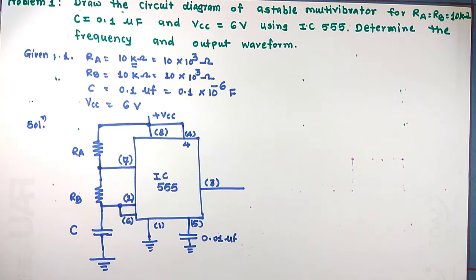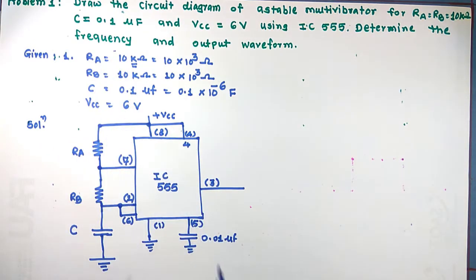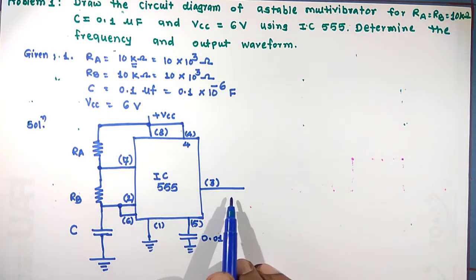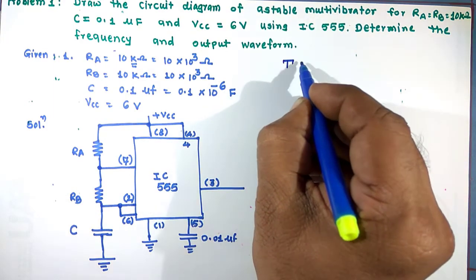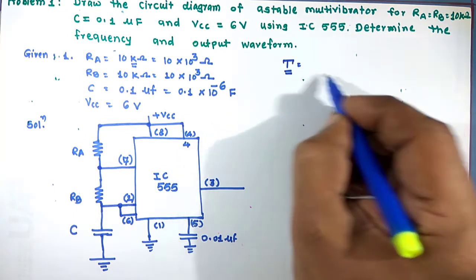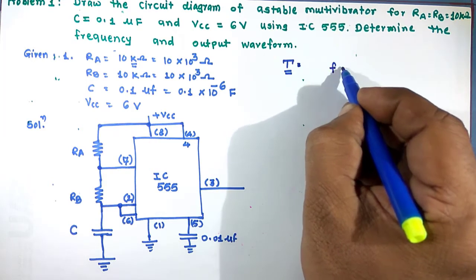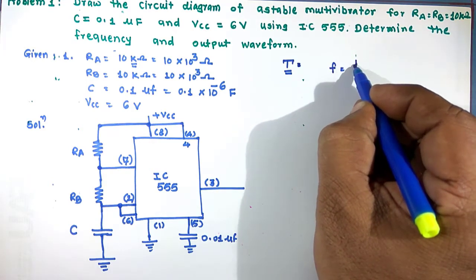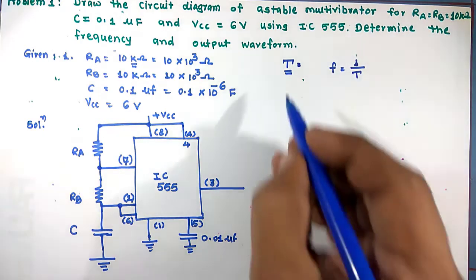Let us find the frequency of the output waveform. To find frequency, we should know the periodic time of the wave signal present at the output of the IC 555. Then we can find frequency, because we know that the relation between frequency and periodic time T is f is equal to reciprocal of T. So first let us find T.